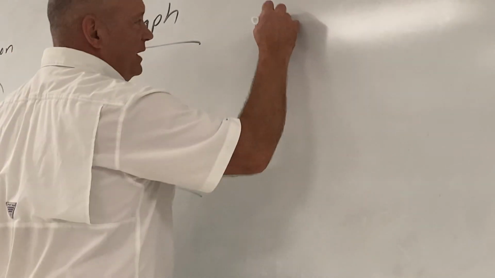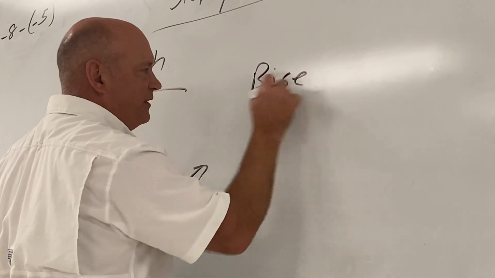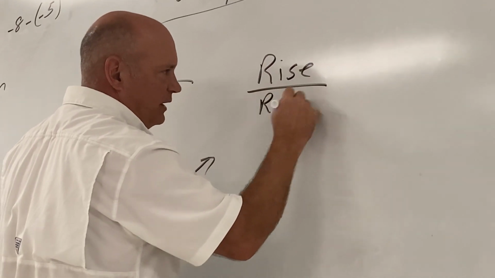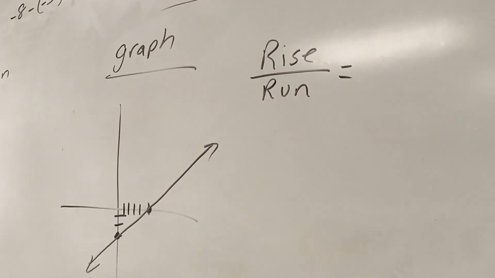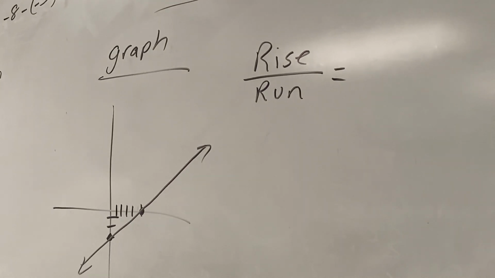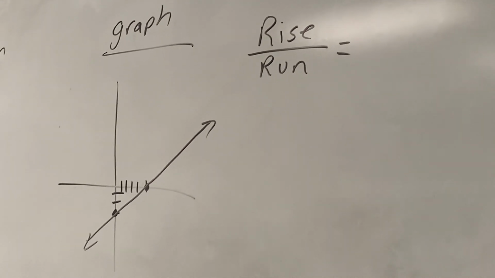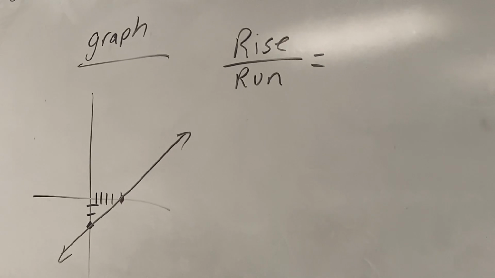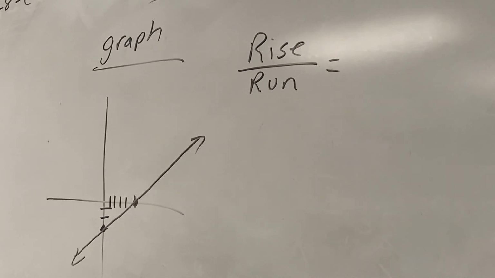Anytime they give you a graph, you're going to find 2 things. You're going to find what we call the rise and what we call the run. Write it down: rise and run. I'll give you a second to catch up.